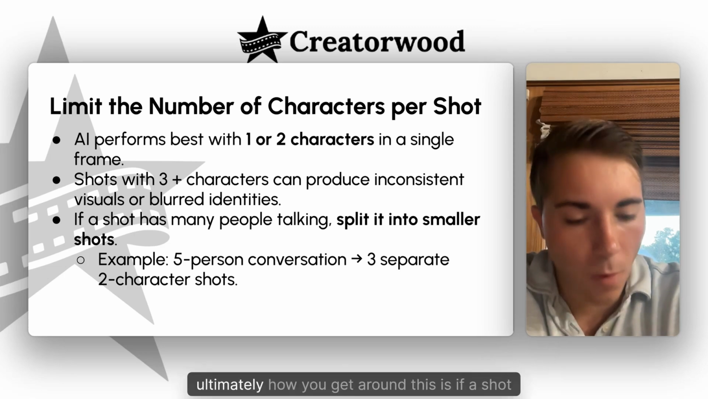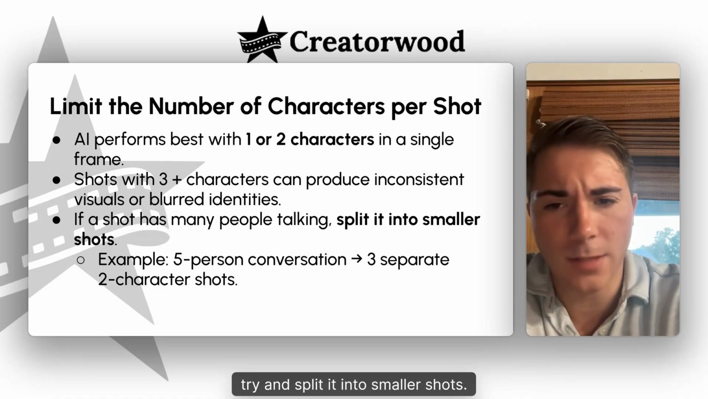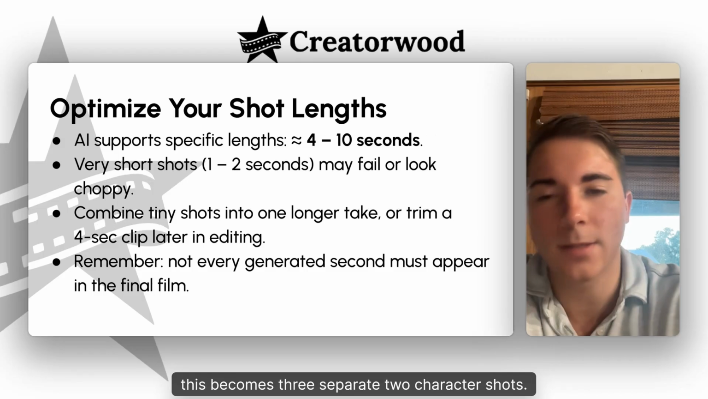And then ultimately, how you get around this is if a shot has many people talking, try and split it into smaller shots, right? So maybe there's a 5-person conversation, and this becomes 3 separate 2-character shots.